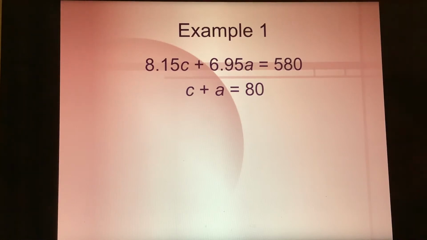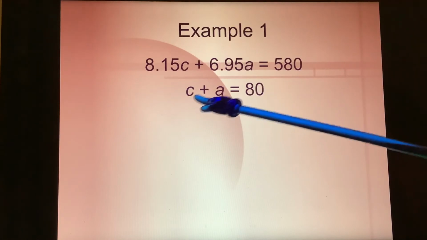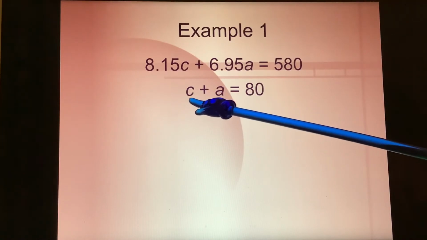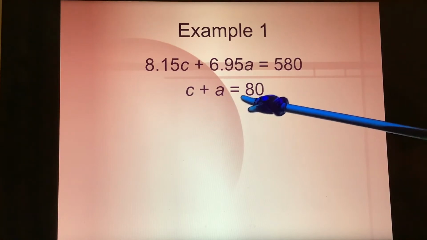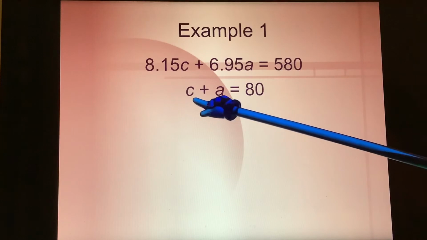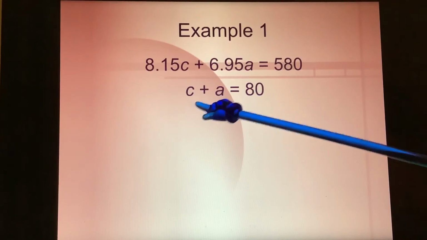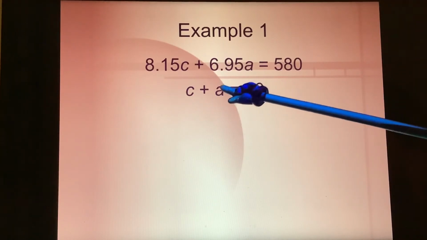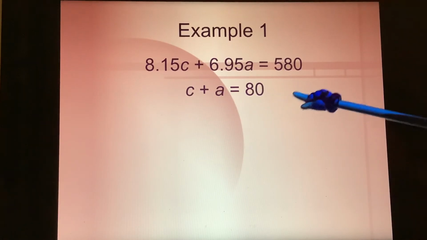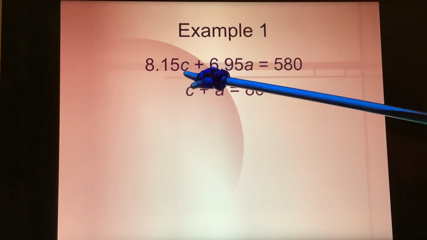So in our example here, we have C plus A is equal to 80. The amount of cashews plus the amount of almonds is equal to 80. That's the total number of pounds. So let's say we're going to solve for C. C equals 80 minus A. So you're going to plug that back in, 80 minus A, plug it back into the C.